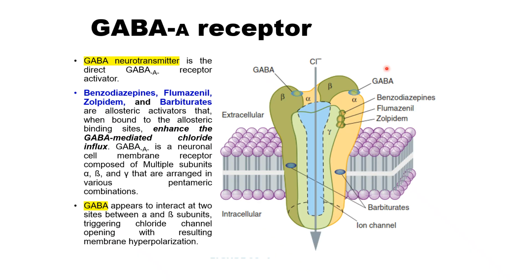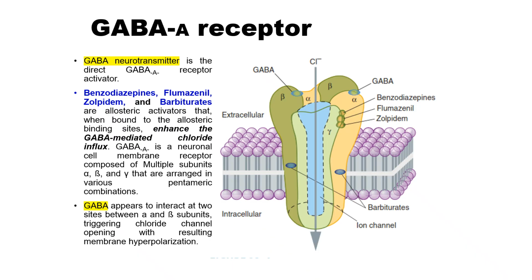Now we can see that there are other receptor sites for benzodiazepines, flumazenil, and these are considered as allosteric binding sites. Some of them are allosteric inhibitors, others are allosteric activators, such as benzodiazepine.